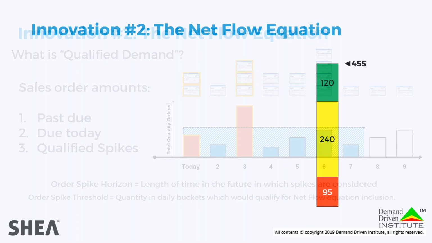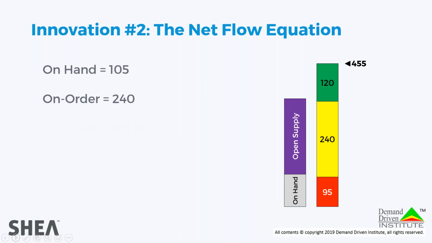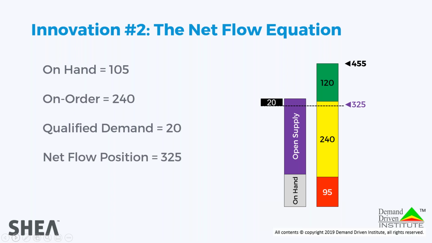So the top of the buffer is 455. We have on hand 105. We have on order 240, and we have a qualified demand of 20. So our net flow equation was on hand plus on order minus the qualified demand, or 325. And we can see 325 is clearly not in the green. It is in the yellow. So we need to place an order from the net flow position up to the top of the buffer. So we place an order for 130.